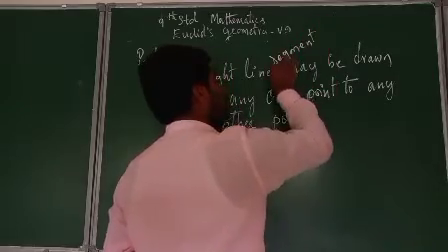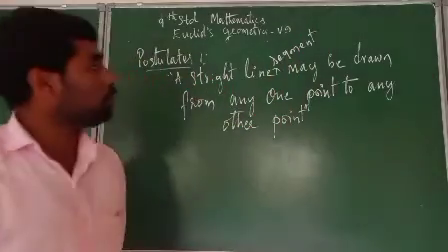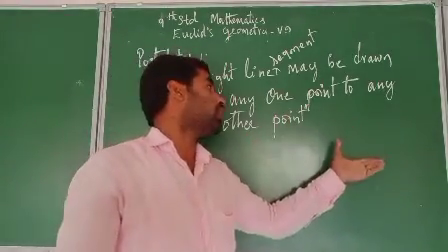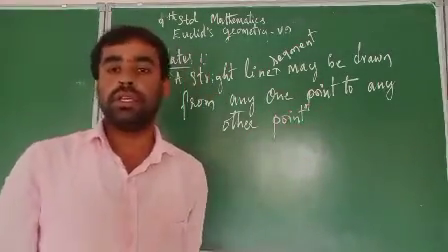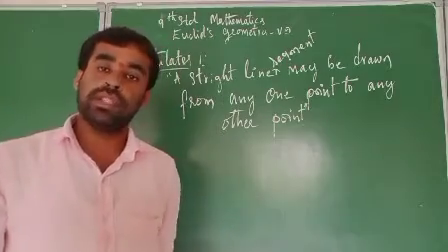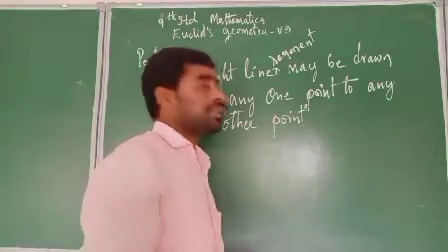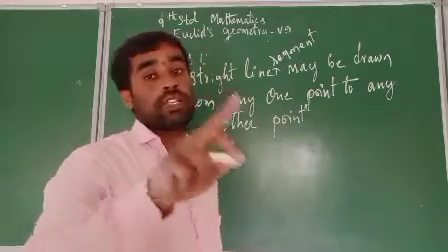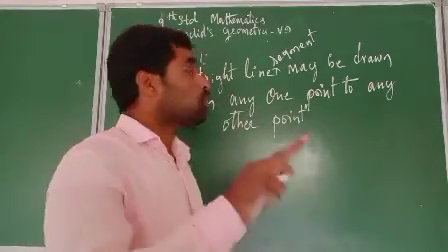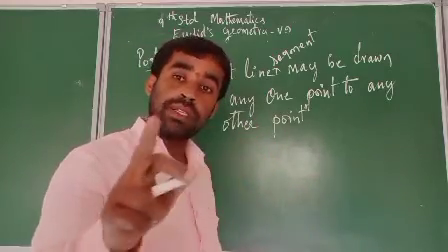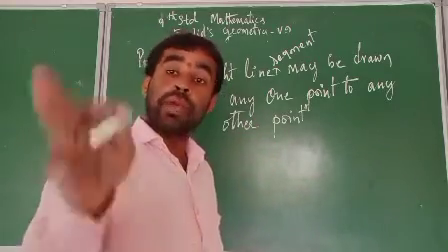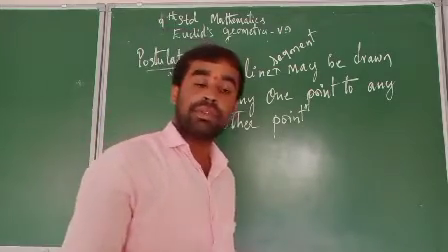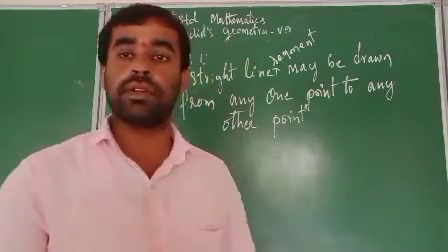Take down this one. A straight line segment may be drawn from any one point to any other point. What is the meaning of this? That means a straight line segment. We know that a line segment has two endpoints. So we can draw the line segment when we have two distinct points. Distinct means separate points. Is it clear?